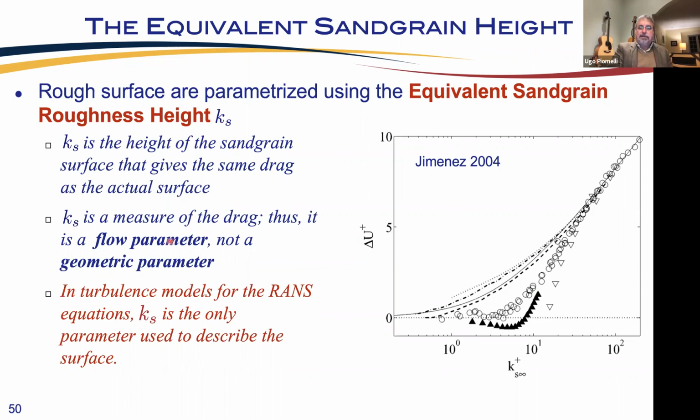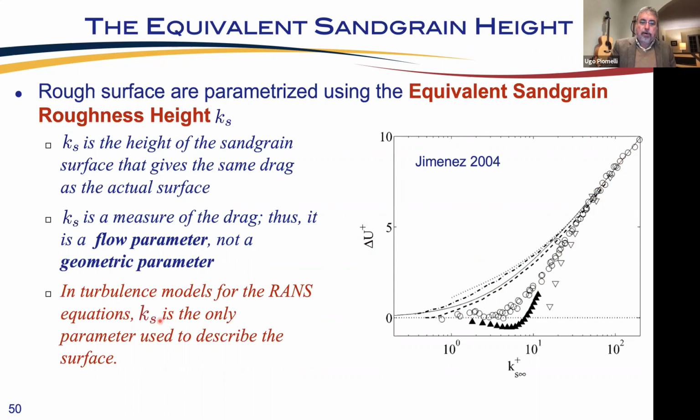Now, one thing that's very important to remember is that ks is a measure of the drag, so it has nothing to do with the geometry. It's a parameter that's determined by the flow itself. So the geometry creates drag through the wake field, and the ks is a measure of the drag. ks is essentially equivalent to the roughness function, at least in the fully rough regime. The roughness function depends only on ks and not on the geometry, whereas in the transitionally rough regime, it depends on both.